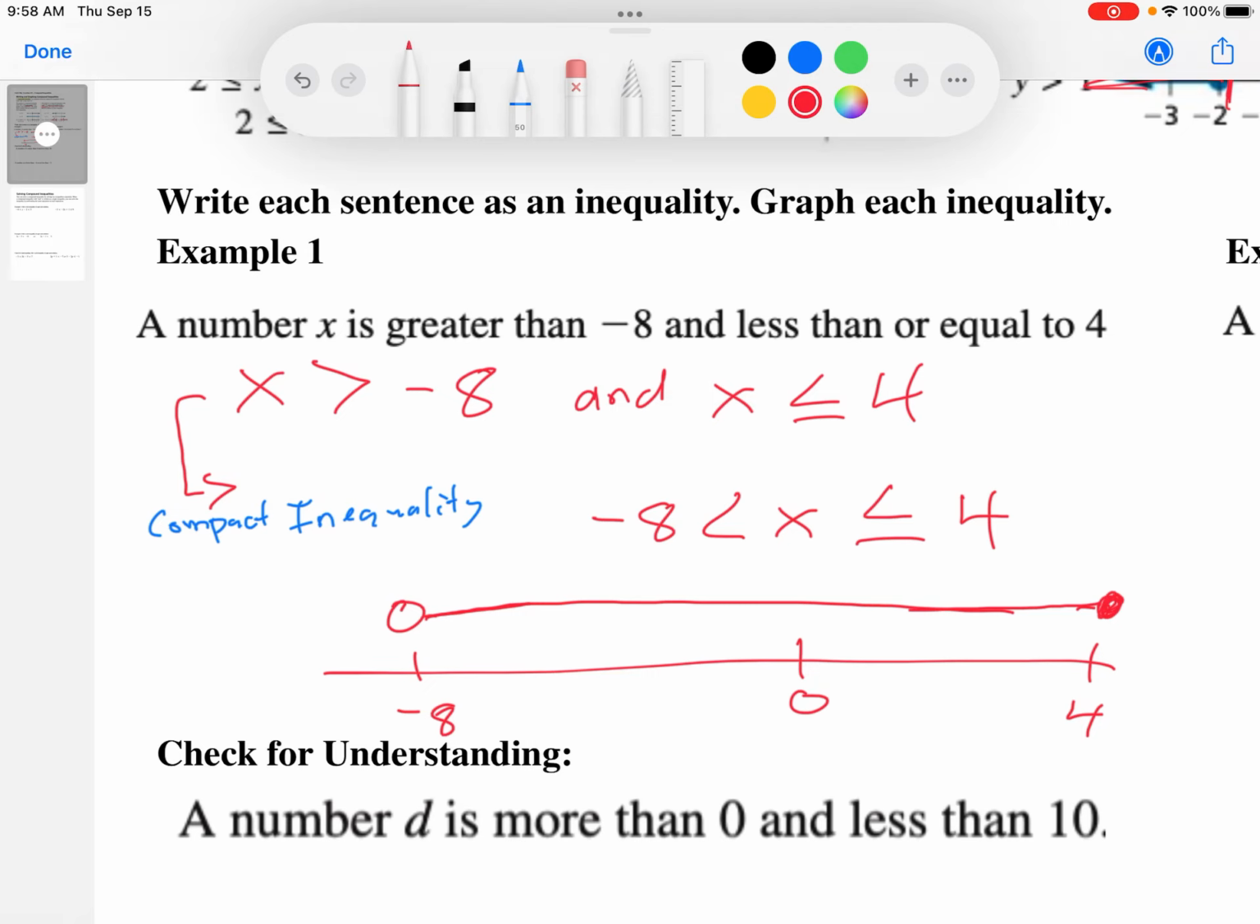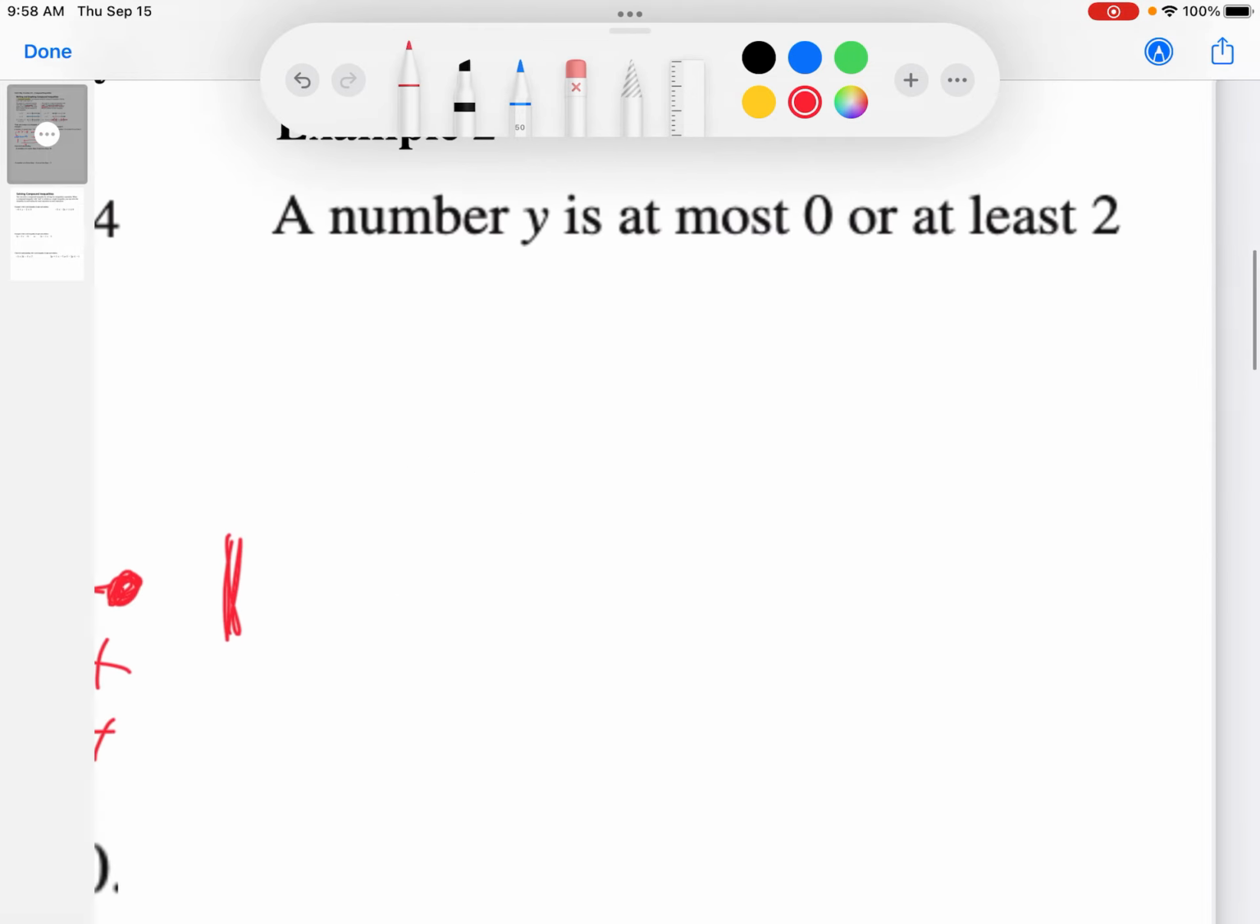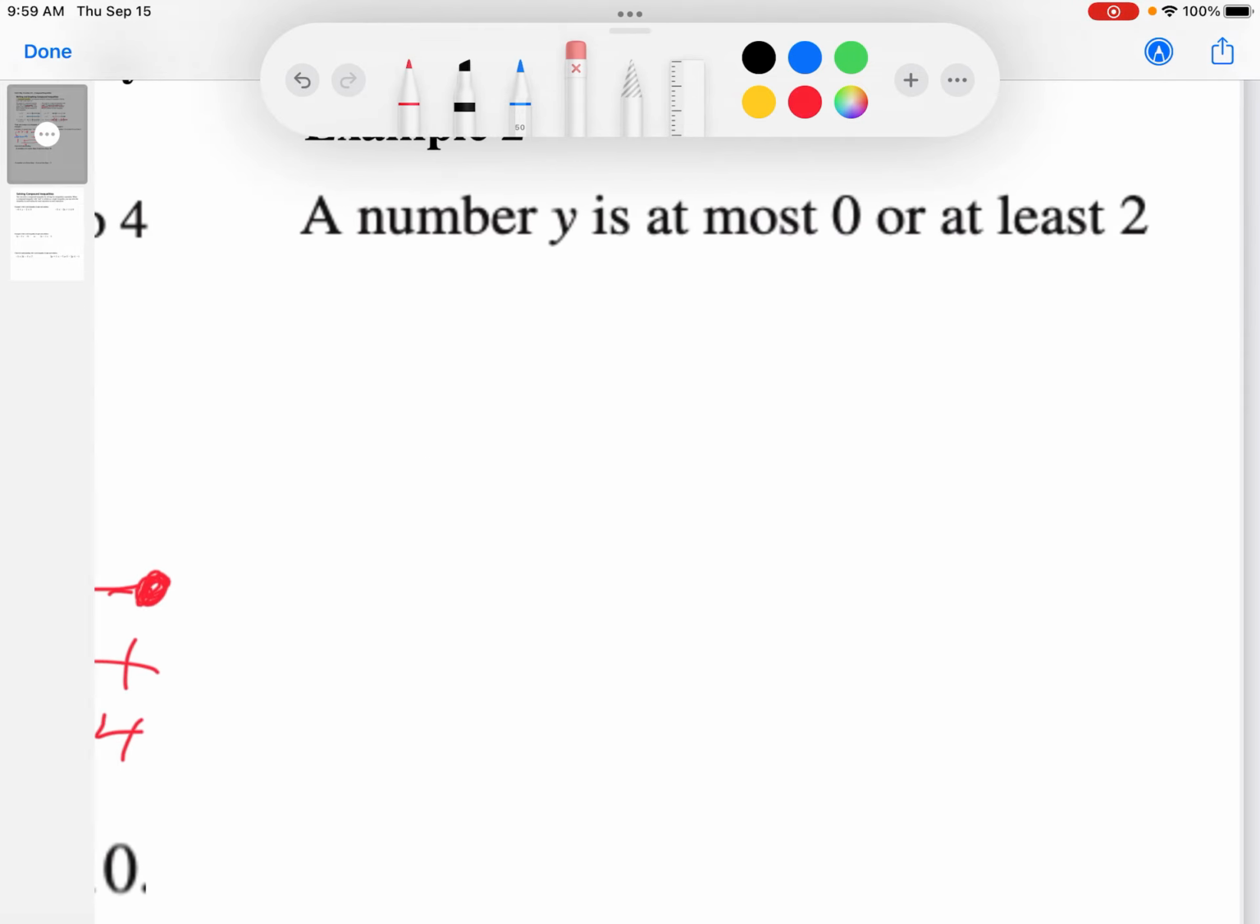Those can be anything that is between -8 and 4, essentially, or greater than -8, but less than or equal to 4. So if it's something on this side of -8 or on this side of 4, it would not be a solution. All right, example 2, this is an or statement.